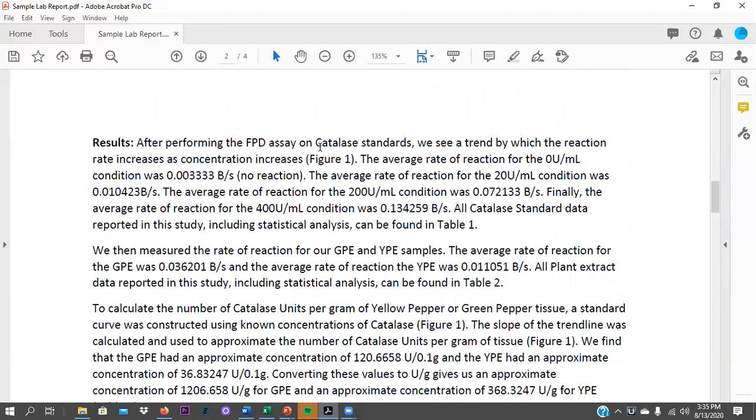After performing this assay on catalase standards, we see the trend by which the reaction rate increases as concentration increases. And we've also shown where this data is in our report. We'll get to this in just one second. We also report the average rate for all of our standards, and we show where this data can be found in our report.